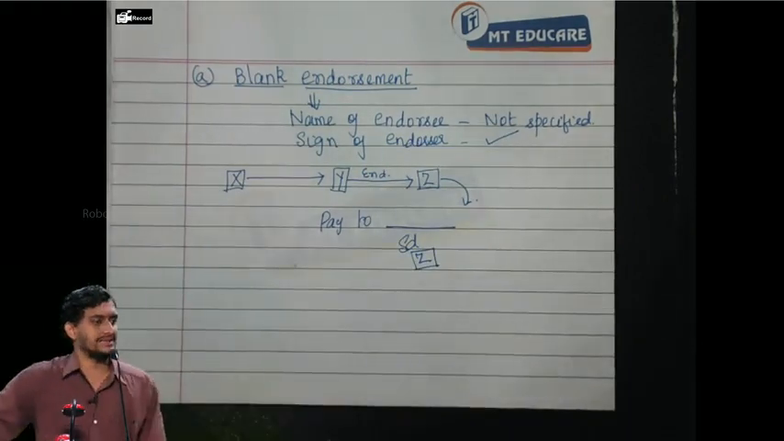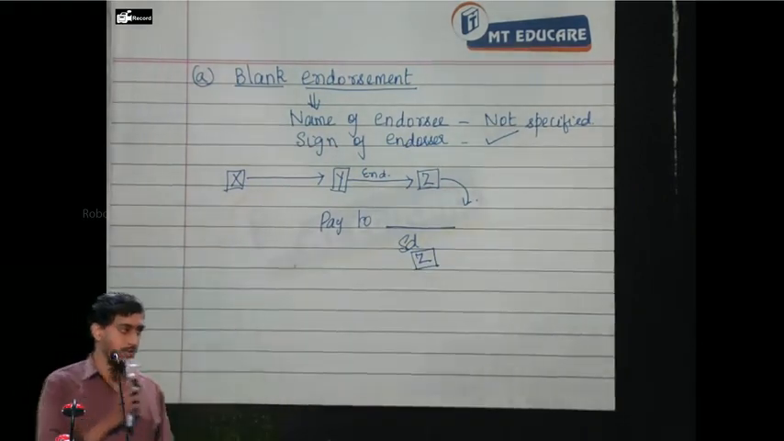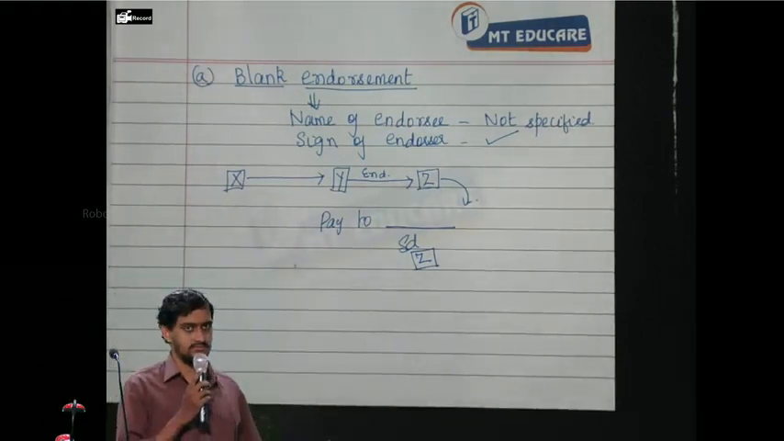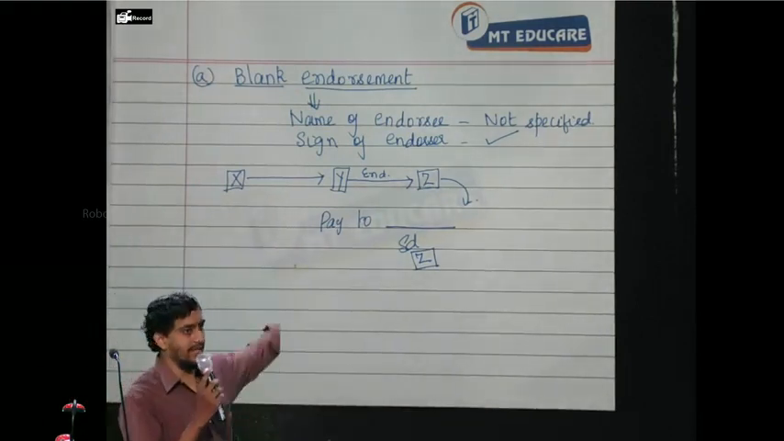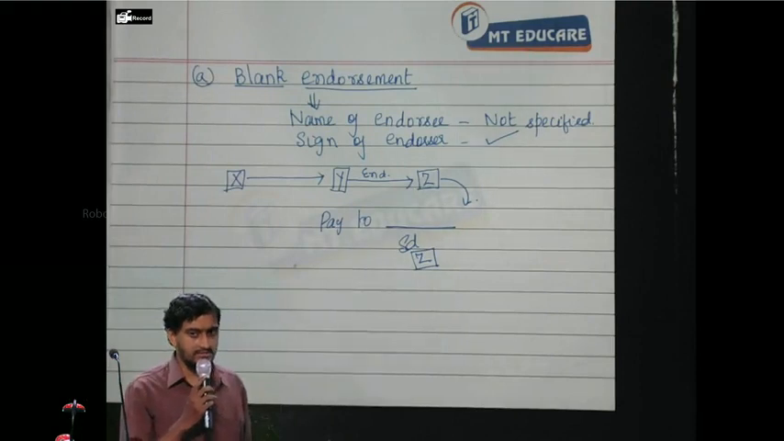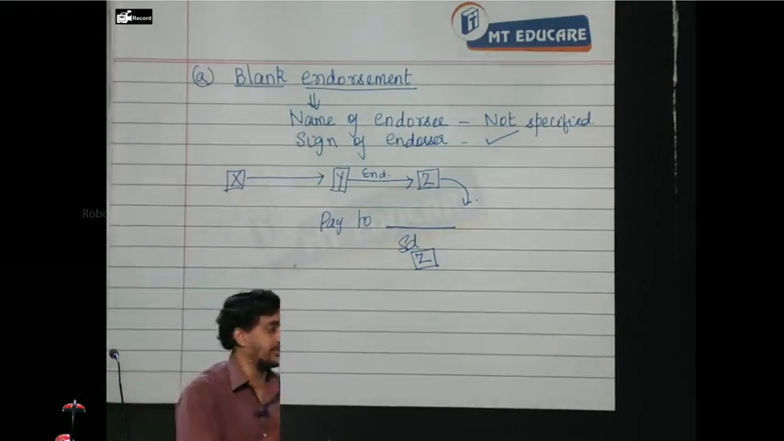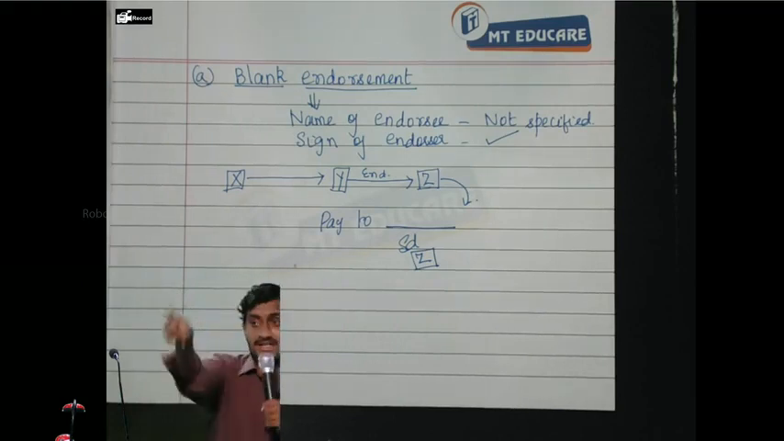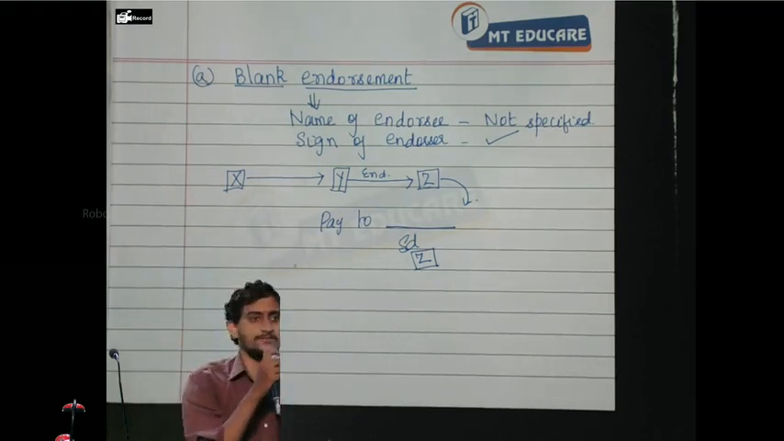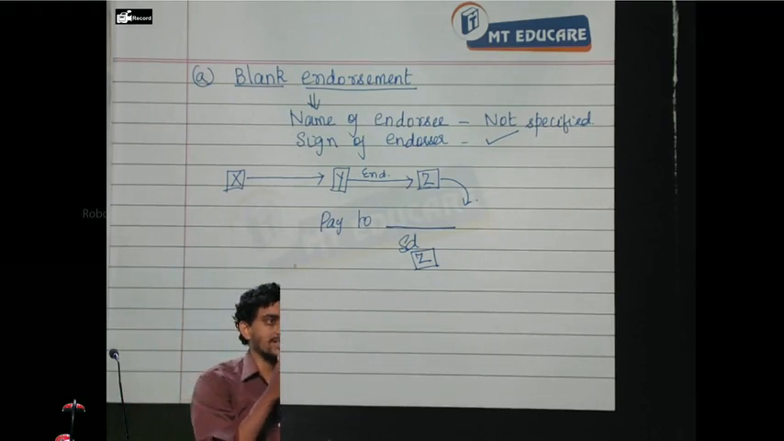But to call something an endorsement in blank, what should be there? What should not be there? Sign of the endorser will be there. Name of the endorsee will not be there. Respond, my dear friend. Yes, now there is a risk which is associated with this blank endorsement. What is the risk which is associated with the blank endorsement?